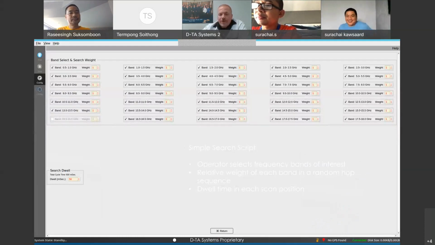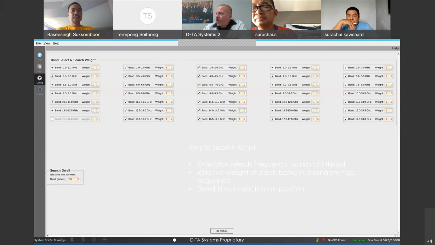This is one of your primary screens for your operator, which will allow them to select the bands which they want to configure for searching. All of your bands are broken up into 500 megahertz segments, going from 0.5 all the way up to 18. Additionally, you will see that you have a weight category for each one of the bands. This allows your operator to emphasize how much time they want to search that specific 500 megahertz bandwidth.